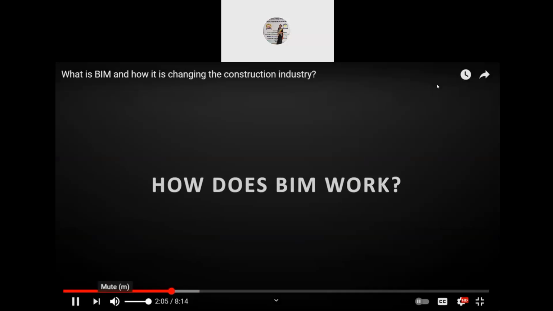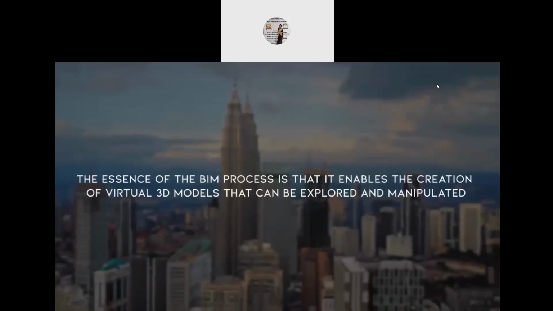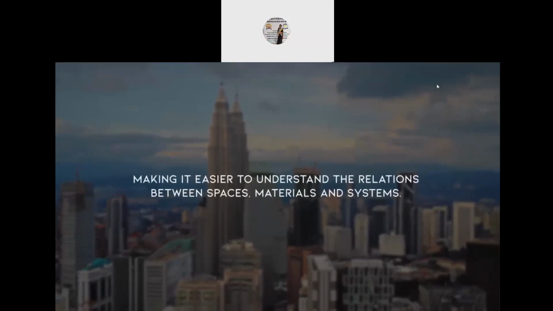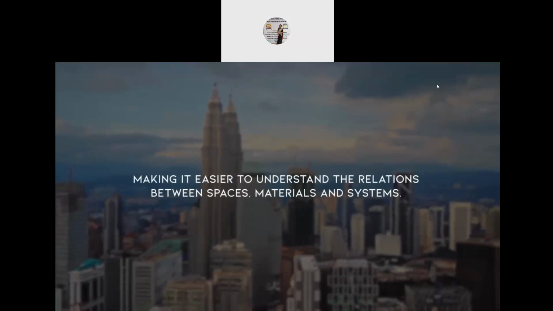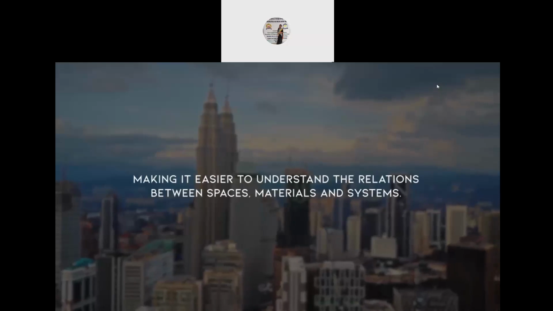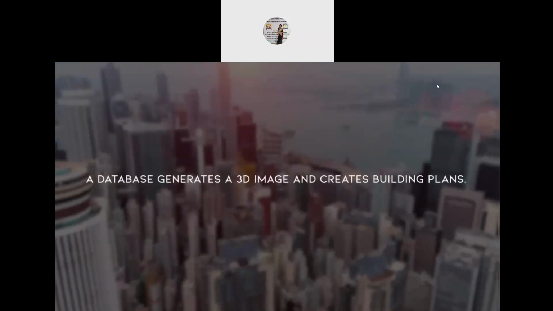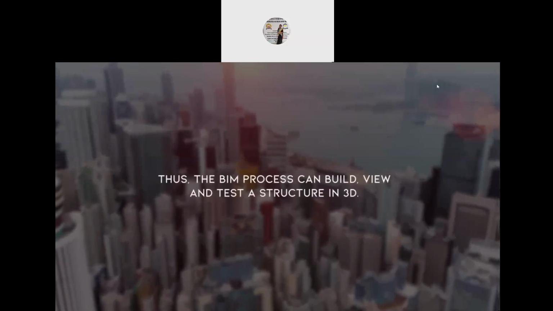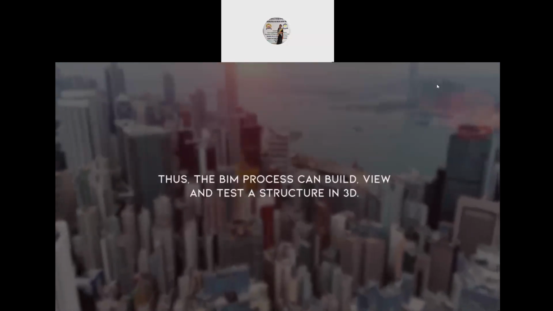The essence of the BIM process is that it enables the creation of virtual 3D models that can be explored and manipulated, making it easier to understand the relations between spaces, materials, and systems. A database generates a 3D image and creates building plans. Thus, the BIM process can build, view, and test a structure in 3D.